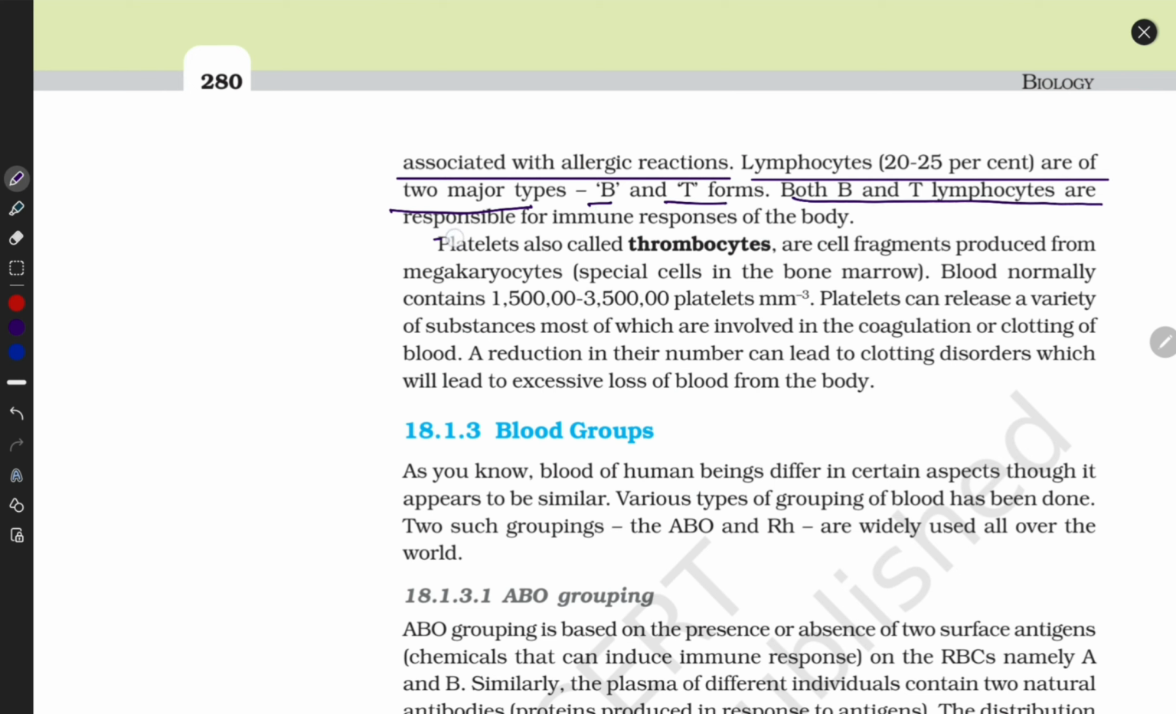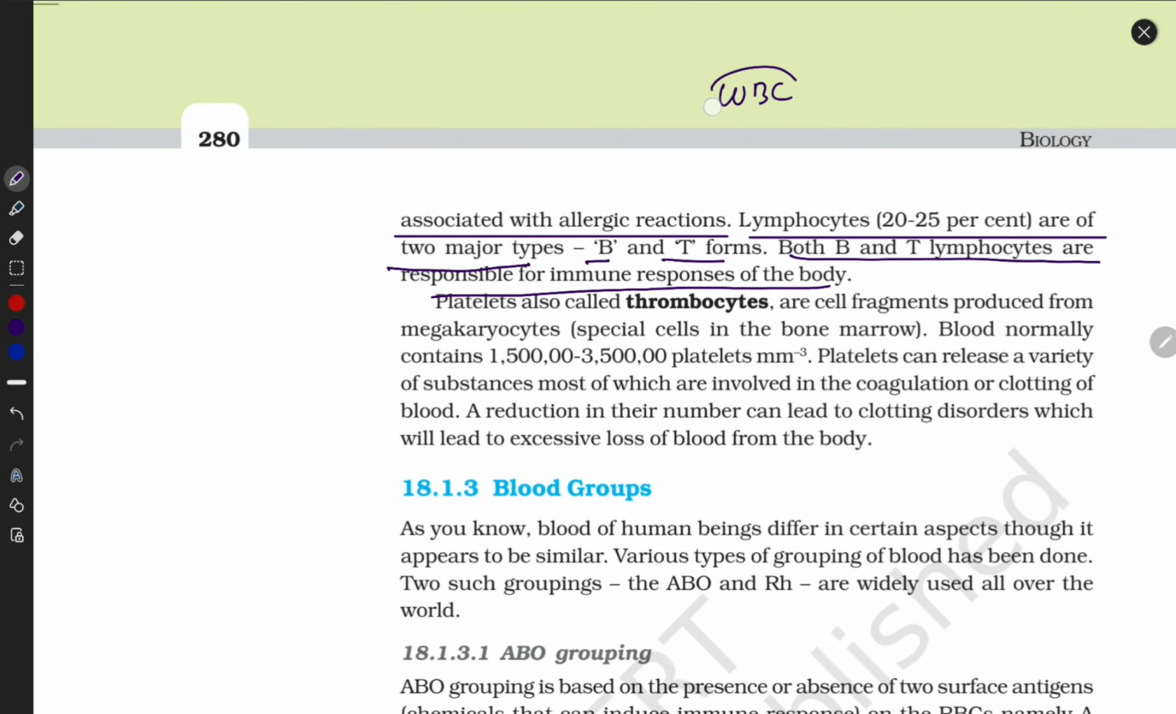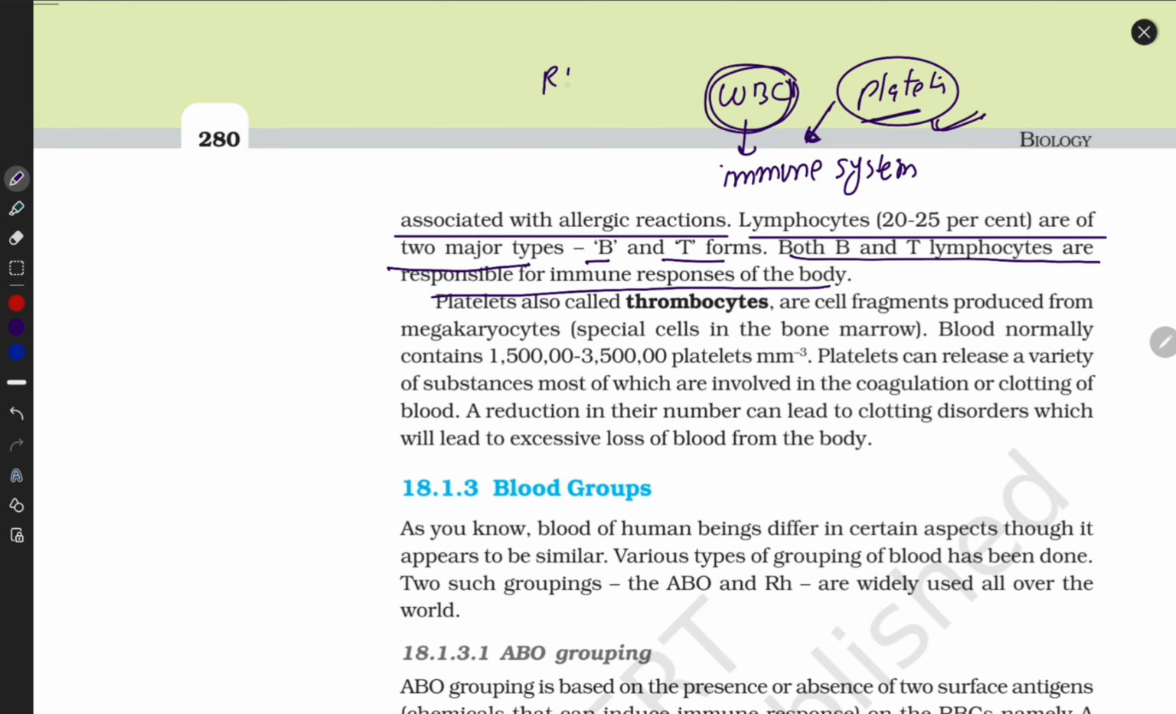Both B and T lymphocytes are responsible for immune response. Listen guys, if I say WBC, then set your mindset that I'm talking about the immune system, because they highly contribute to the immune system. Platelets also, we saw during corona, we know how much importance our platelets have, because they're responsible for our immune system. RBC is also important, they transport oxygen, working as a transporter, and both of these contribute to our immune system.